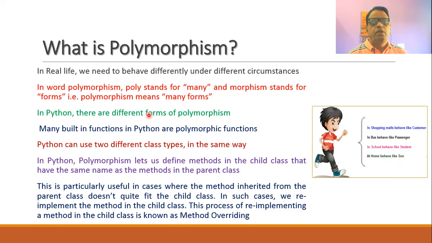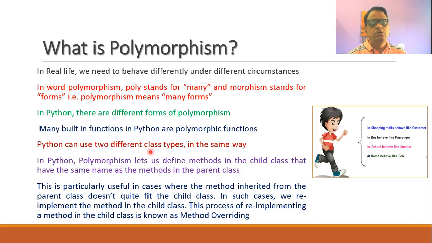In Python, it is possible to make use of polymorphism. Many built-in functions in Python are polymorphic functions. You must have seen that we have used certain functions with the list and tuple, and you will find that the name of the function is the same. The same function name can be used with the list, with the string, and it can also be used with the tuple. So it is a kind of polymorphism in the Python programming language.